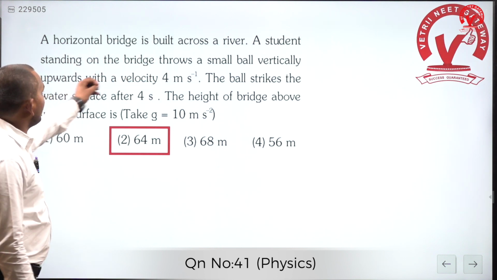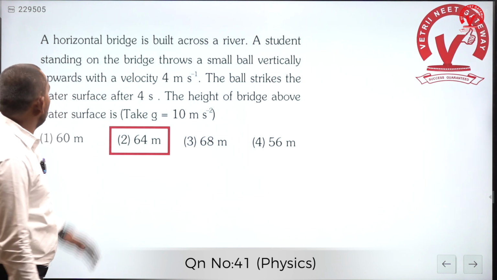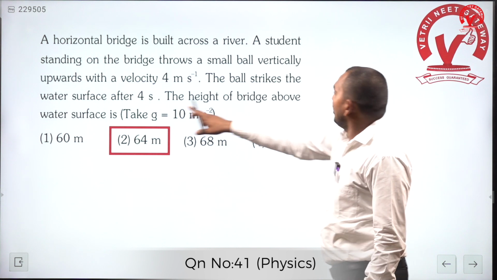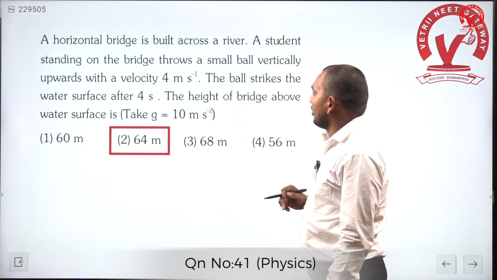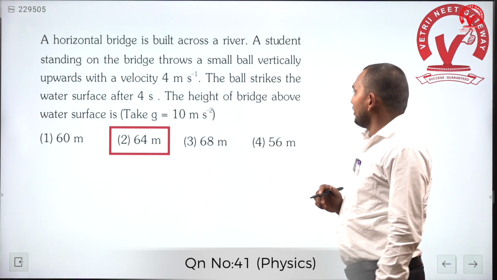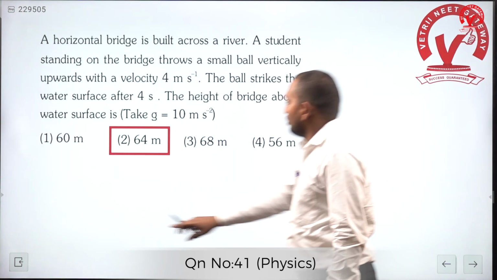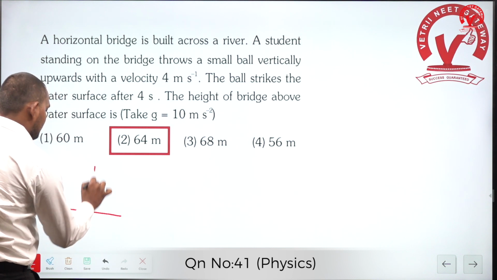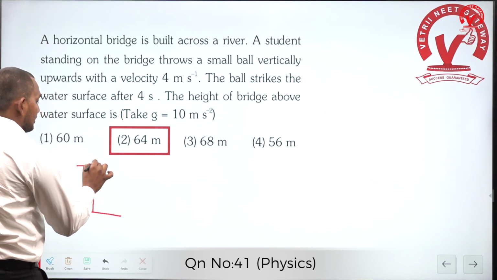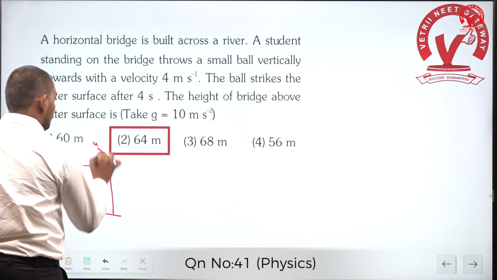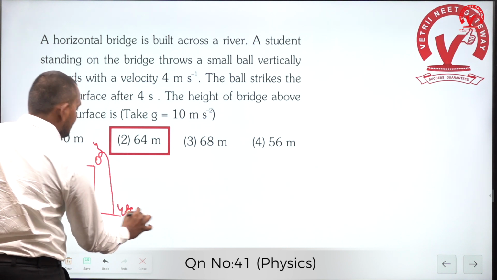Next, a horizontal bridge is built across the river. A student standing on the bridge throws a small ball vertically upwards with the velocity 4 meter per second. The ball strikes water after 4 seconds. They are asking to find out the height of the bridge above the water. So the horizontal is there, they are throwing one ball, it will come down in 4 seconds.